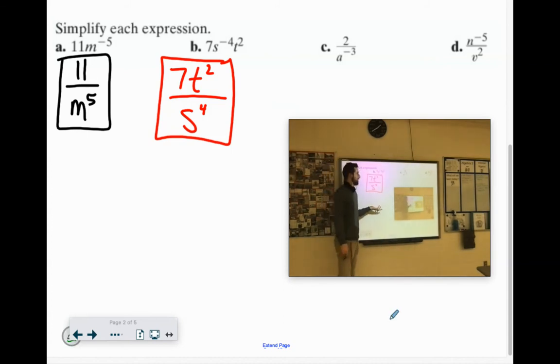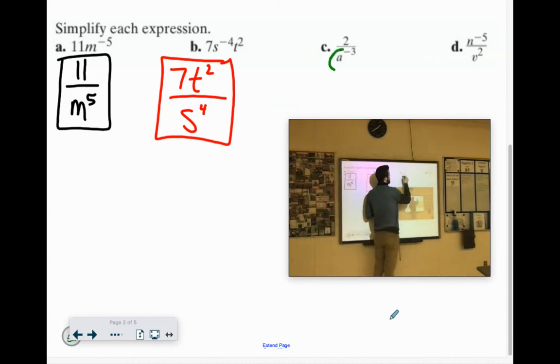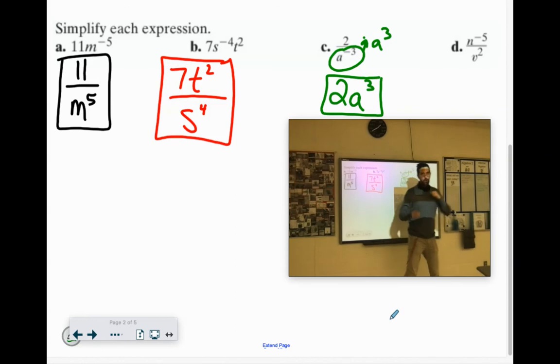Oh, the a has a negative exponent. That means that's got to move up to the top. So now it's 2 times a to the third, which would just be 2a to the third.